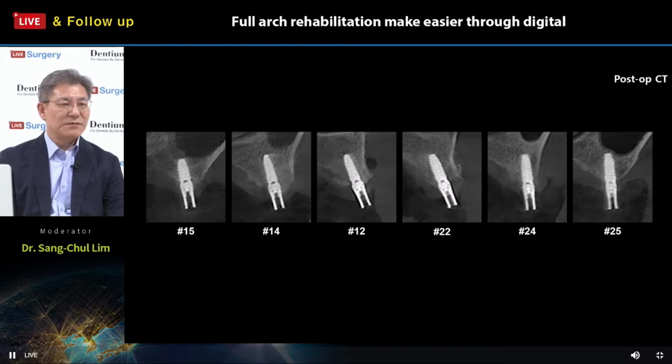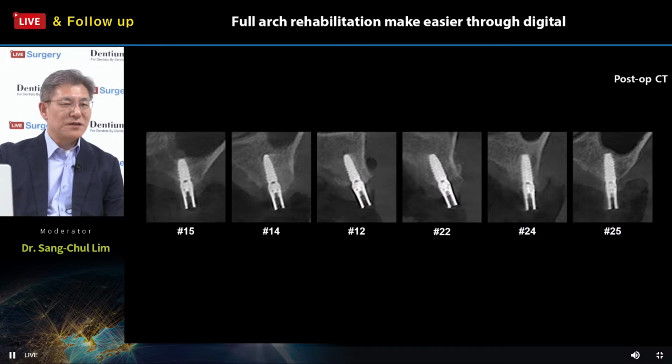And on the left side of the upper jaw, 22 and 24 are 4.0 by 9 millimeter, and the 25 area is actually 4.5 by 9 millimeter with the crystal drill, a little bit longer than the number 15 area, because this area has an abundance of remaining bone and the crystal drill usage.